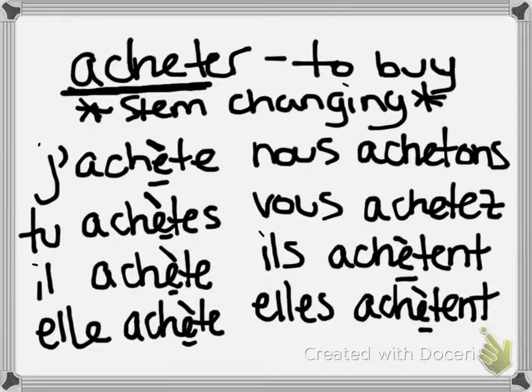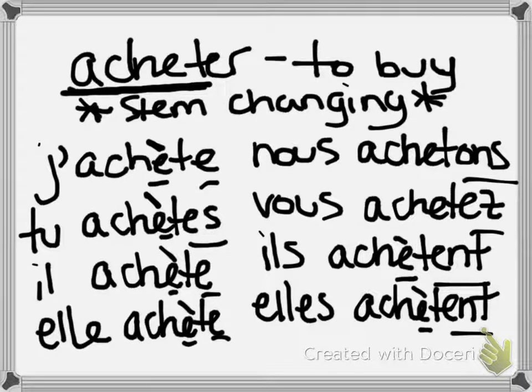Another verb we're going to talk about are stem changing verbs. So far we've learned with regular ER verbs, when we conjugate them, we take off the ER and we add endings to the stem. So the stem is everything except for the ER. The verb acheter, to buy, for example, the stem is ACHET. When we conjugate it, we take off the ER, we add E, ES, E, ONS, EZ, ENT.